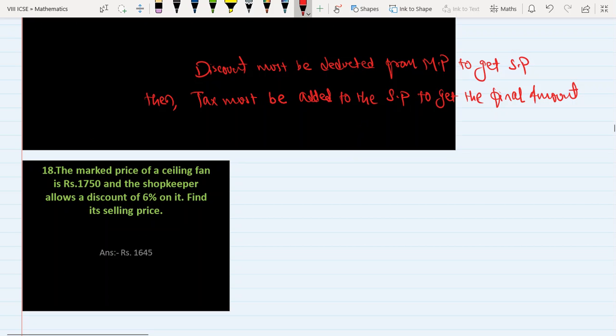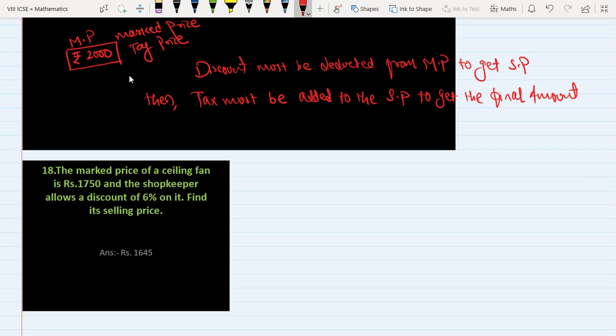So what happens in this discount and tax scenario is, suppose you as a consumer go to a shop to buy a product. There is a label or a tag attached to the product, and the price written on that label or tag is known as the marked price, MP. It is also known as the tag price. Suppose this marked price is rupees 2000.